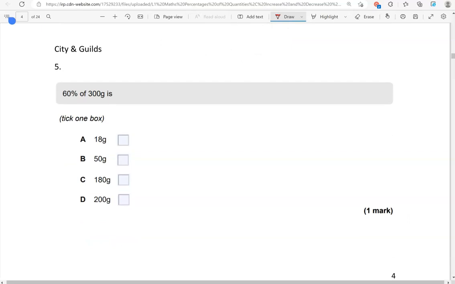We've got to work out 60% of 300. So is it 18? Is it 50? Is it 180? Or is it 200? 60%, we can split that into 50% and 10%. Now 50% of 300, that is half of it. So we'll do 300 divided by 2, which gives us 150.